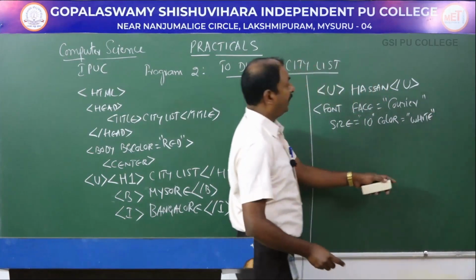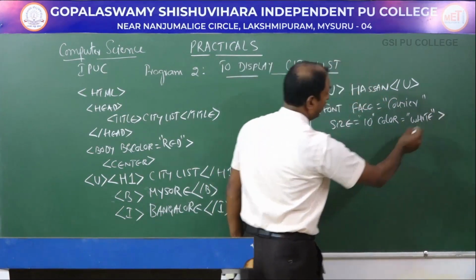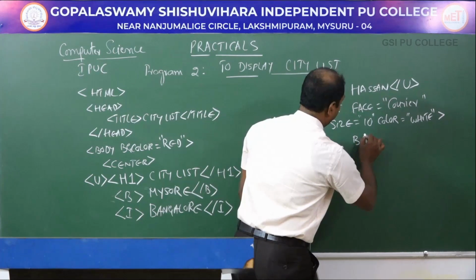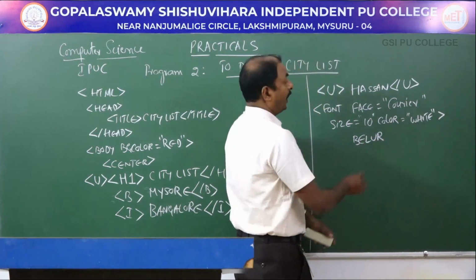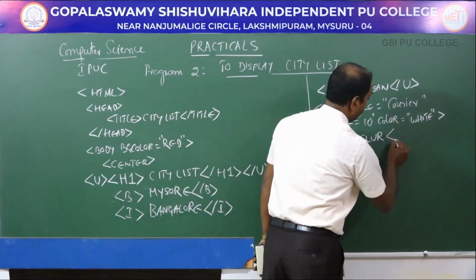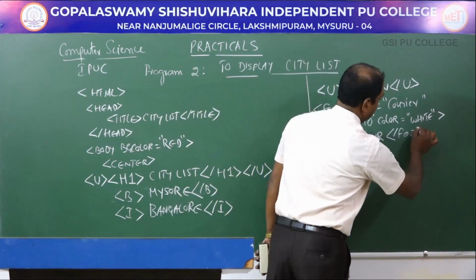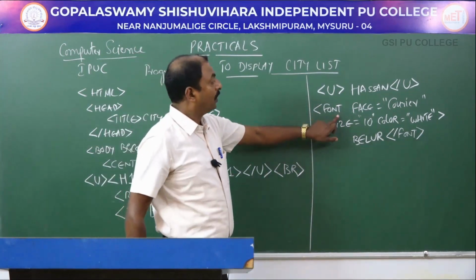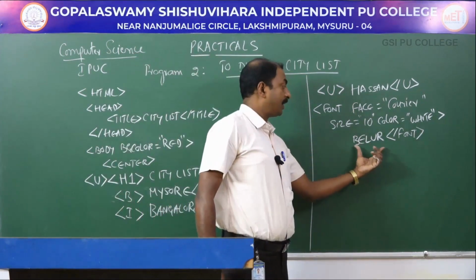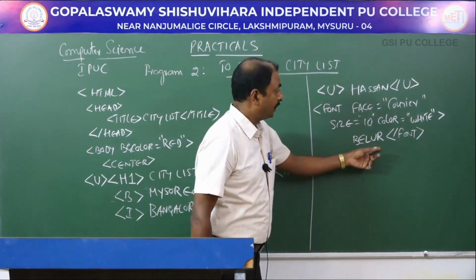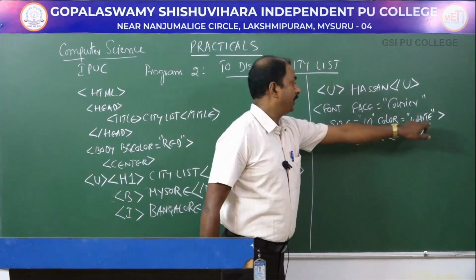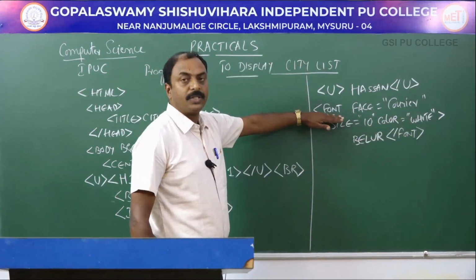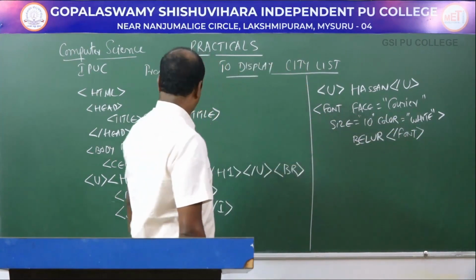white. I am closing, and now we have to close this font tag, and we have to write the content here. If I write one more city name, I can write Belur, B-E-L-U-R, and I am closing this with the /font tag. So this is one of the tags to display content. For example, Belur is the name of a city which appears with color white, size 10, and face, nothing but the font, Courier. This is the font tag.